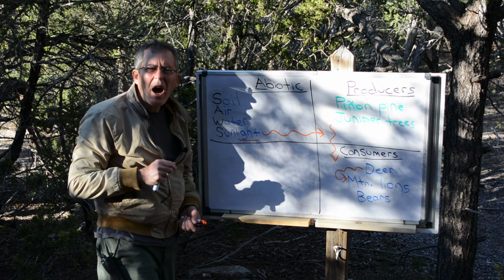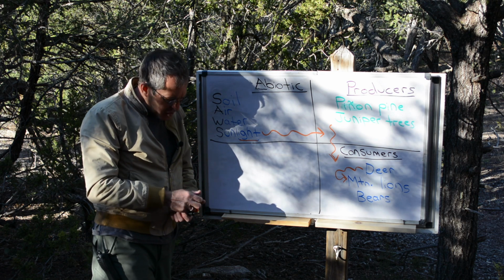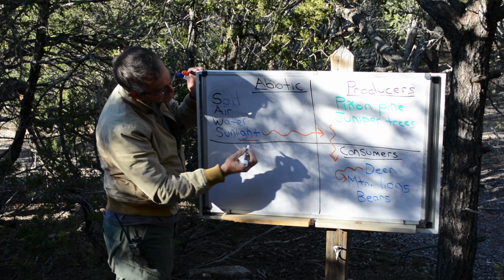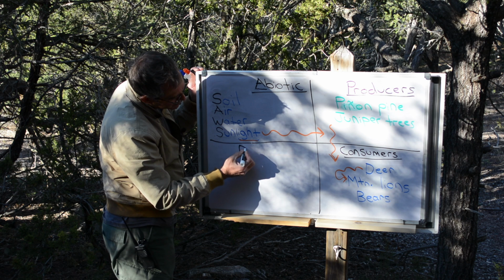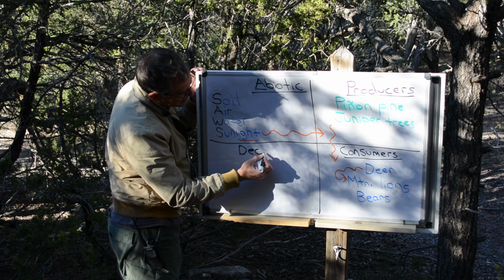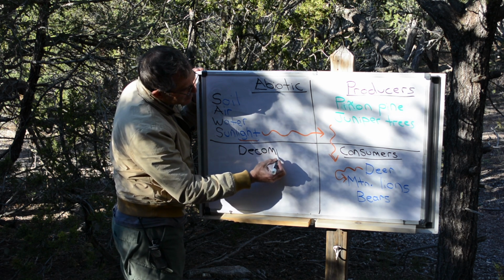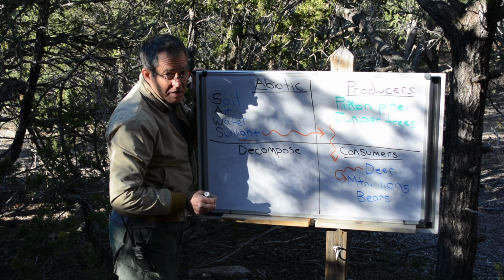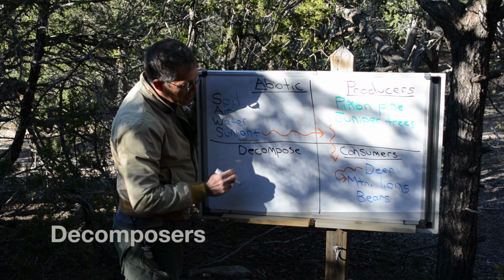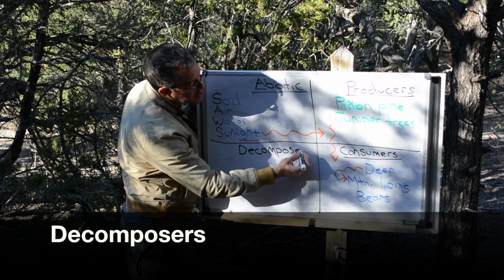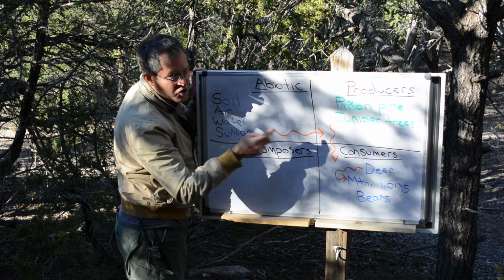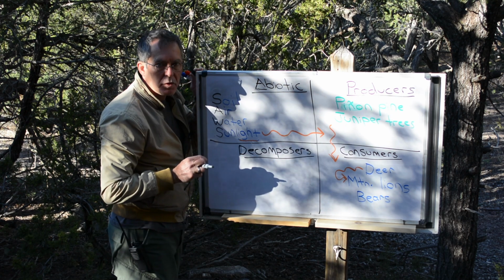Yeah, they rot, right? But there's another word that we're going to use. We're going to use this word. It's kind of a long one. Dead things decompose. And the things that do that to those dead things are decomposers. Just like consumers consume, producers produce.